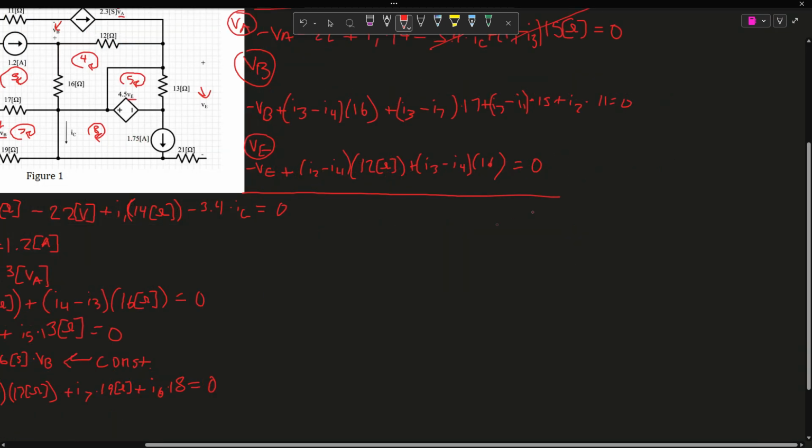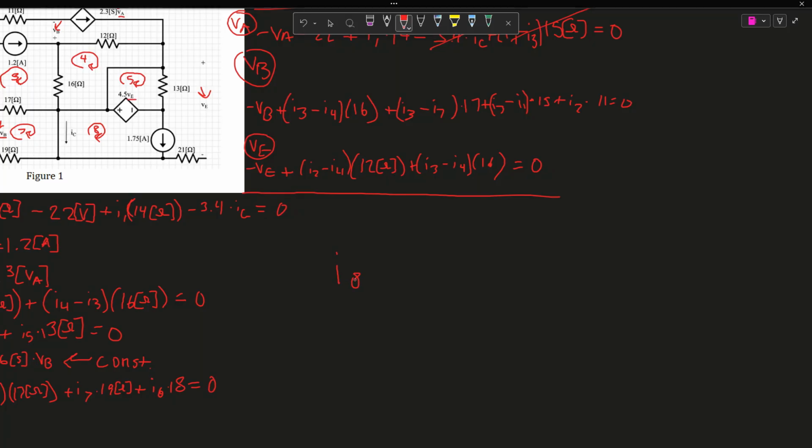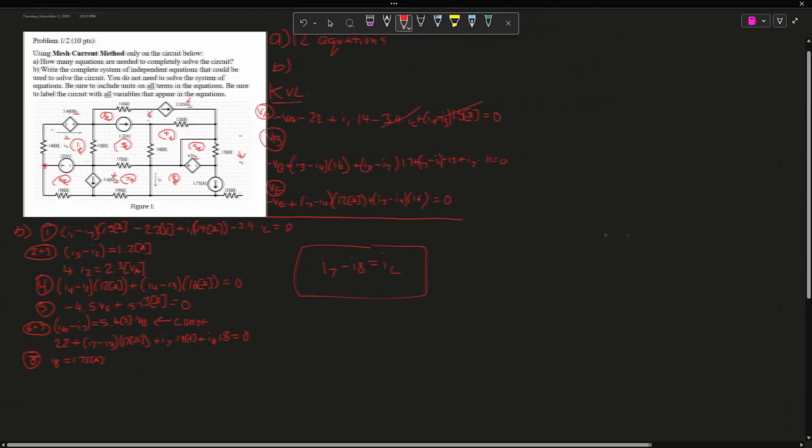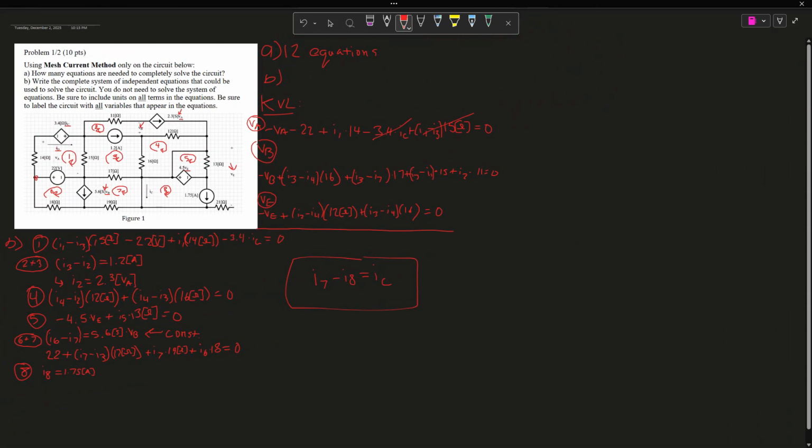Yeah, and then we have one final equation, which is kind of all this. I8 right here, we just have to remember that that is equal to, that's going like this, so I7 minus I8 is equal to IC, because that's a dependent source. Yeah, so that's everything we need to know. That's all the equations. 12 equations, 12 unknowns.